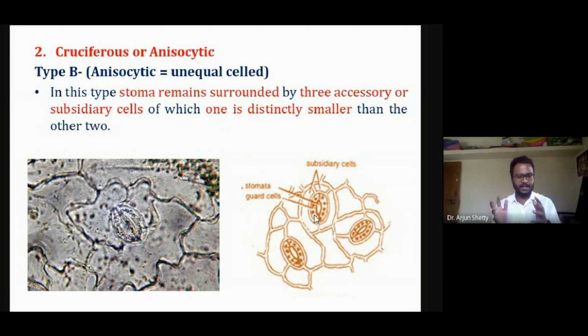Structurally, here we are not going to see any troughs, any perforations, or any outgrowth like that. Here they are just smooth surfaced ones. But out of the three, one subsidiary cell is quite smaller than the remaining two. And those types of stomata will be considered as anisocytic or cruciferous type of stomata.